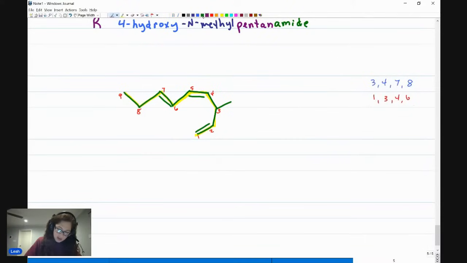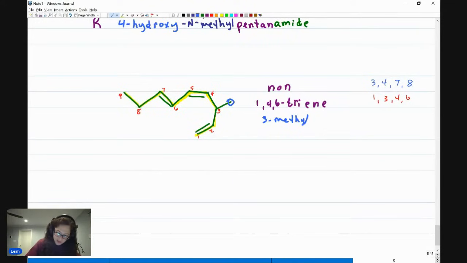We have 9 in the parent chain. That's a first name of non. We have 3 pi bonds. So that's the last name of ene, but there's 3 of them. So I have to put triene and I have to specify the number, exactly where they show up. So the pi bonds show up on 1, 4, and 6 triene. And I also have a methyl on 3. 3 methyl.